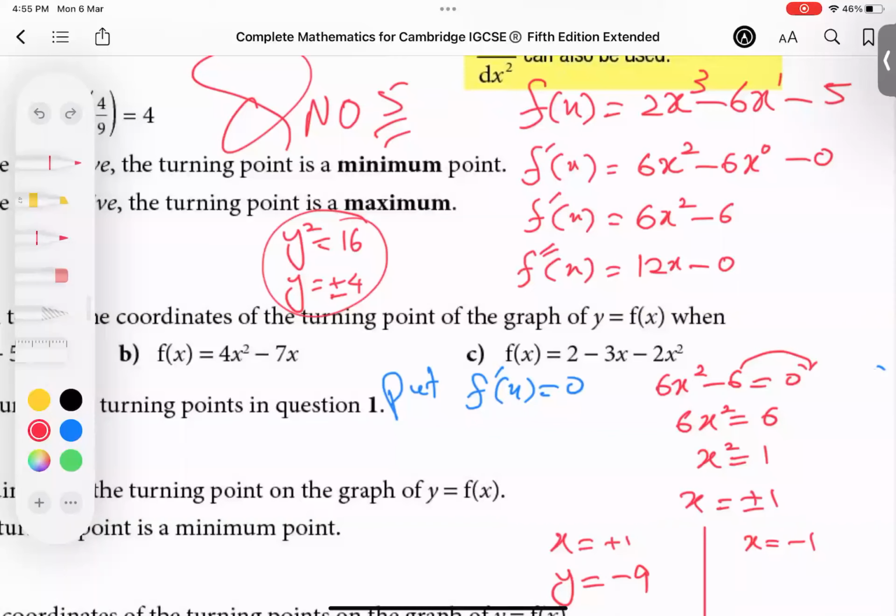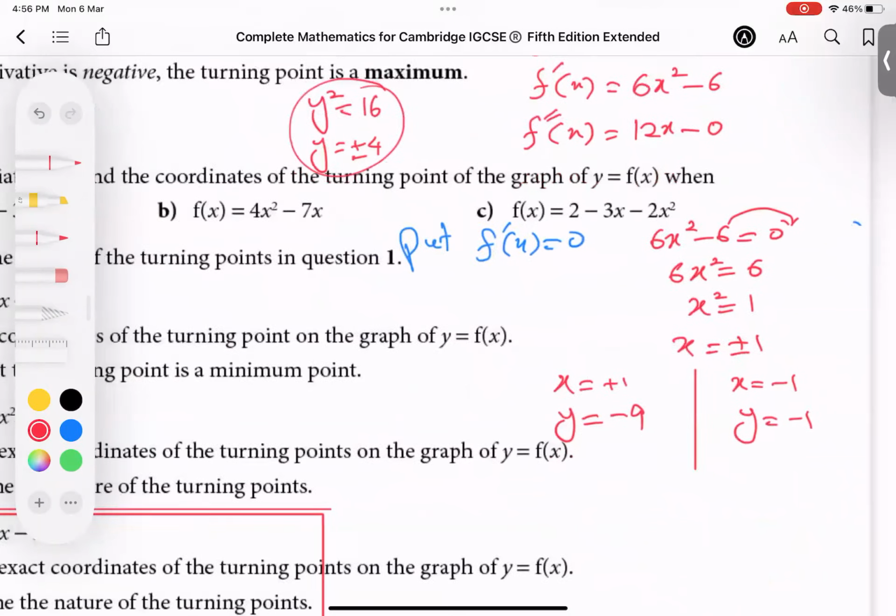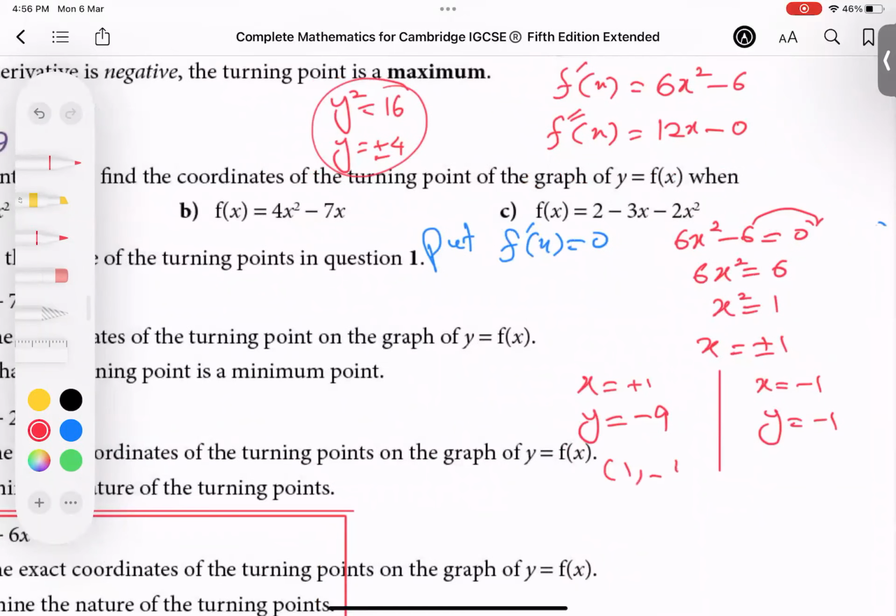Well, let me check. Minus 2 plus 6 minus 5. So I got negative 1. Let me recheck. 5 plus 7. Yeah, negative 1 is coming. So points are very clear: 1 comma minus 9 and minus 1 comma minus 1.